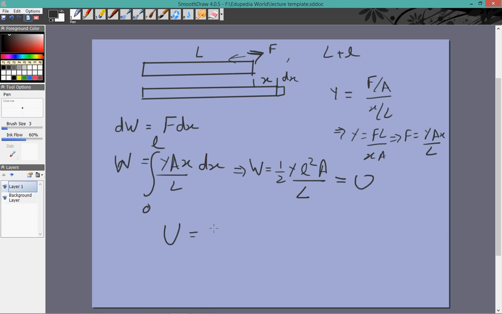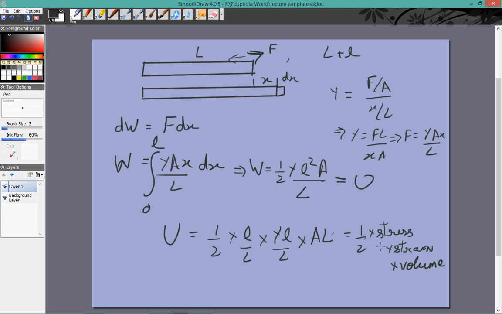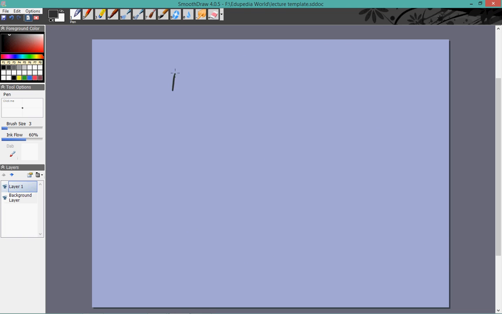The elastic potential energy can be written as half into Yl by L into l by L into AL, right? Because this L and this L will cancel, and this is actually half into stress into strain into volume. Stress is Yl by L, strain is l by L, and the volume is AL. So this is a standard result applicable in any case, which is that the elastic potential energy per unit volume is equal to half into stress into strain.